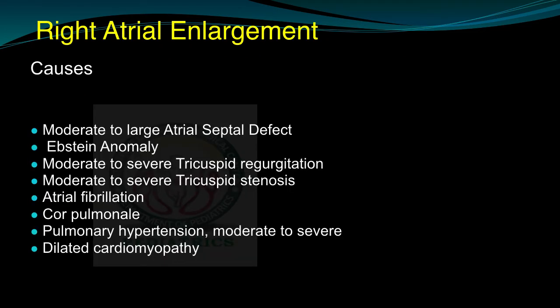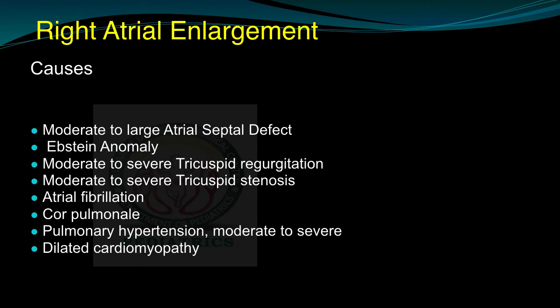So, the moderate to large atrial septal defect, wherein there is an interatrial defect, which is usually moderate to large in size, wherein what this causes is left to right shunting. Always remember that the pressure in the left atrium is usually higher than the right atrium, so there is abnormal flow of blood from the left atrium to the right atrium.